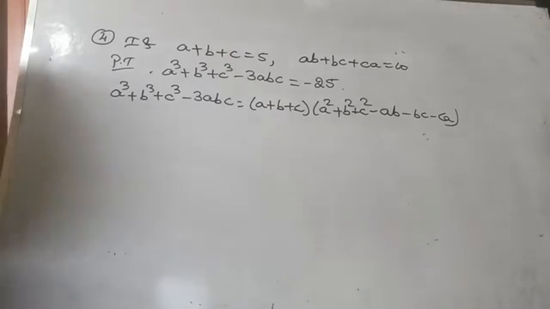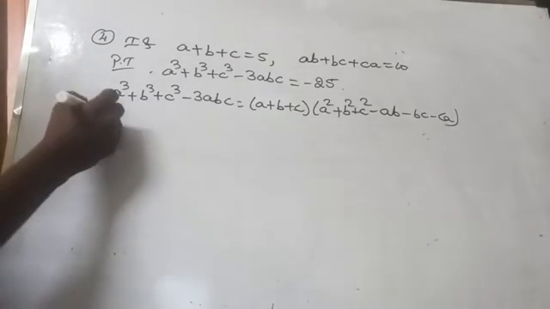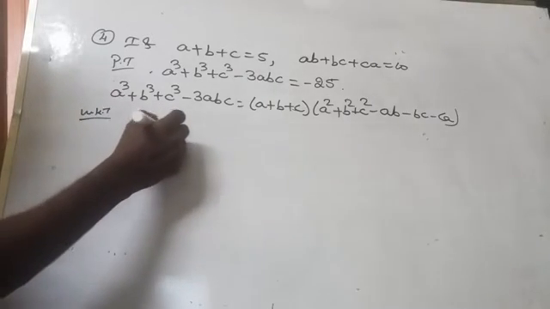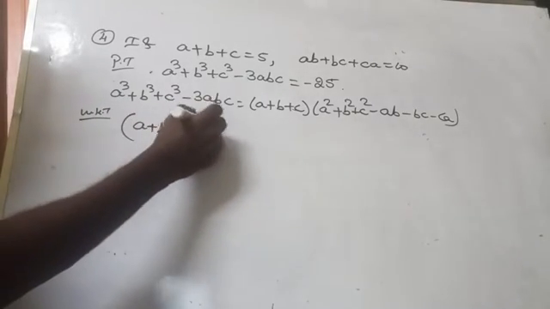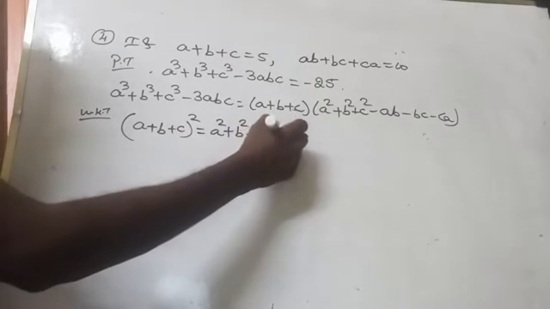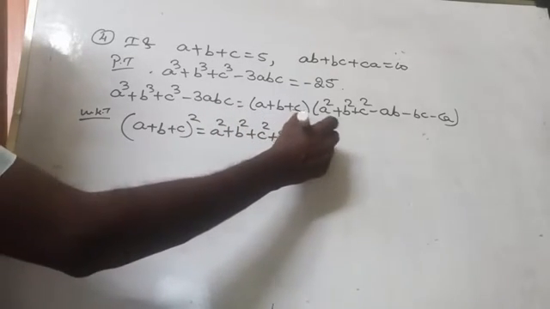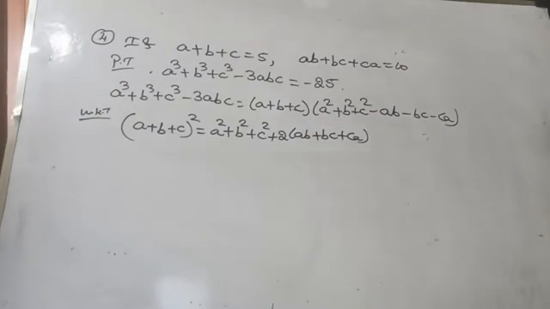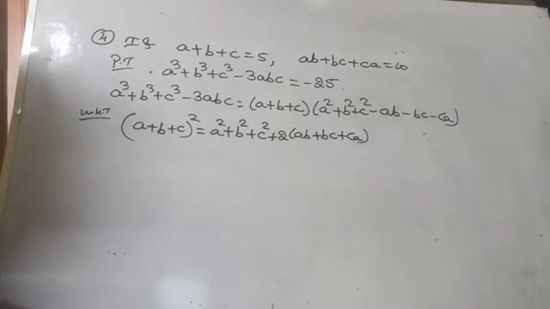Now, first we expand a plus b plus c the whole square. We know that a plus b plus c the whole square is what? a square plus b square plus c square plus 2 times ab plus bc plus ca.